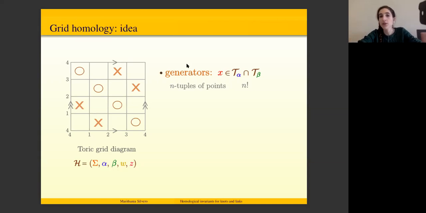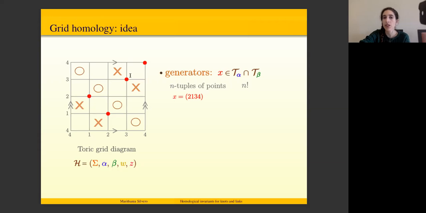So now let's continue. We wanted the generators. Recall that generators were those n-tuples of intersection points of these two families of curves. In this case these are just n-tuples of points, where n is the size of the grid, so there are n factorial of them, and I'm going to encode them this way. When I say, for example, the generator 2, 1, 3, 4, I mean height 2, height 1, height 3, height 4.